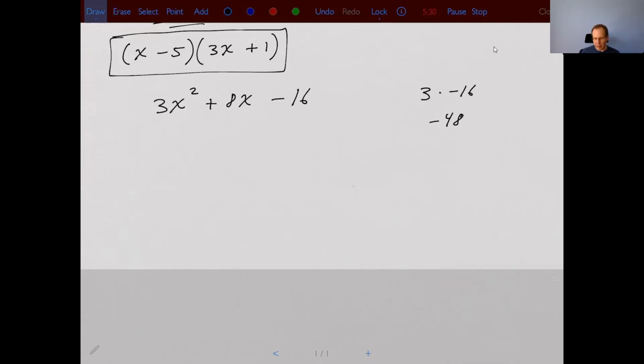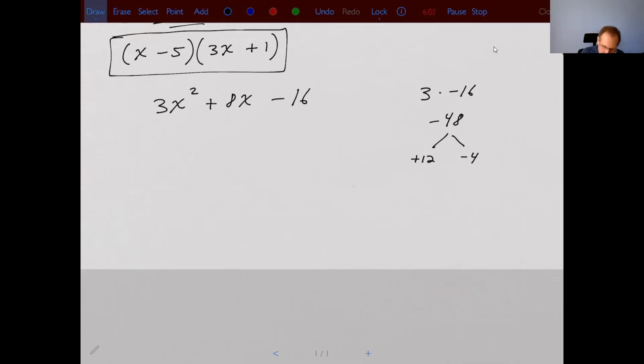And now I want to think of two things. When multiplied, give me negative 48, and when added, give me a positive 8, because I want them to add to be that middle term, right? The b coefficient. So what two things when multiplied will give me negative 48 and added will give me positive 8? Well, if you think about this a little bit, it turns out that a positive 12 and a negative 4 will work, right? If I multiply 12 times negative 4, that's negative 48, and 12 plus a negative 4 is a positive 8.